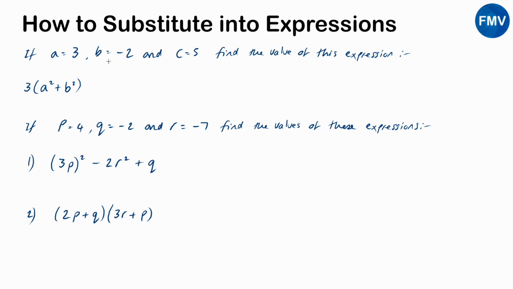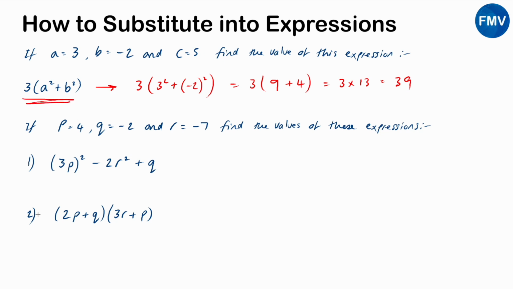Okay, let's try these more challenging ones, but the principle is exactly the same. So we have got A is 3, B is minus 2 and C is 5, and we're going to find the value of this expression here. So now we have got 3 multiplied by A squared plus B squared. A is 3, so that is 3 squared. B is minus 2, all squared. So in this case, we have got 3 multiplied by, well, 3 squared is 9. Minus 2 multiplied by minus 2 is 4. So a minus times a minus is a plus. 2 squared is just 4. So that becomes plus 4. 9 plus 4 is 13. So we've got 3 times 13, which is 39. So now we've found the value of that expression.